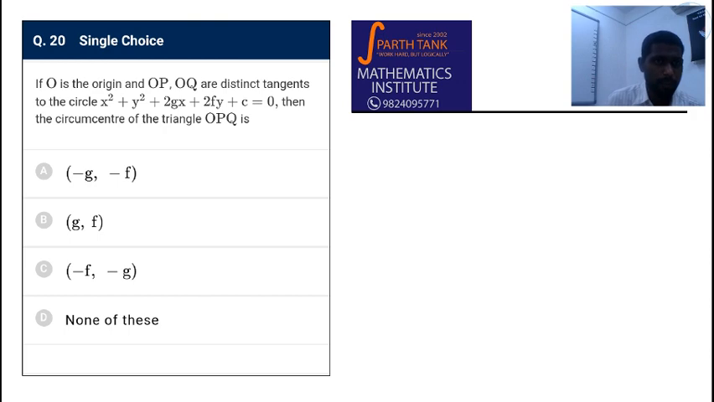Moving on to question number 20. If O is the origin and OP and OQ are distinct tangents to the circle x squared plus y squared plus 2gx plus 2fy plus c, we know that for such a circle, the center is minus g, minus f.